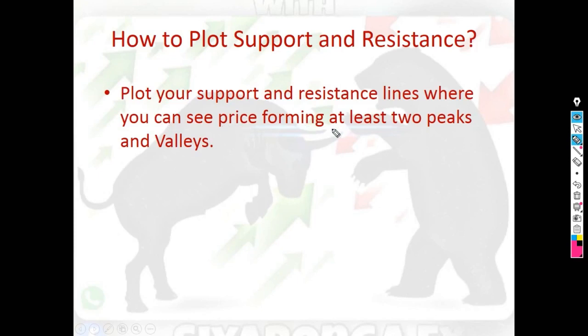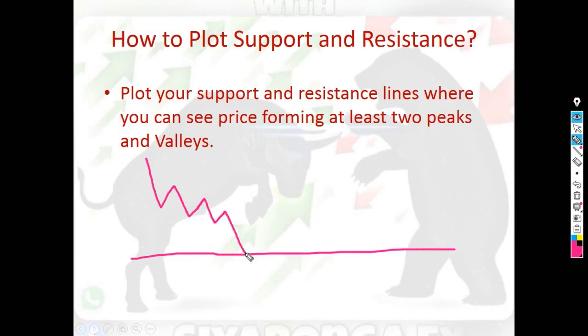You can also plot it when you see at least two valleys. Two valleys are a form of a support, meaning the market was trending down, making lower highs and lower lows. Once the market touched here and went up and touched here and went up again, then that's where you can potentially draw this level as your support, and then you're going to wait for the market to come back and test it for a potential buying trade around this level.